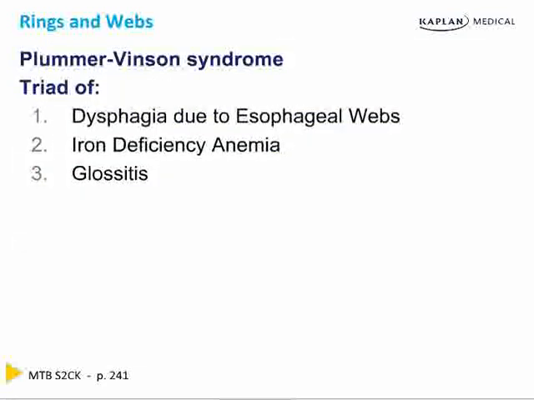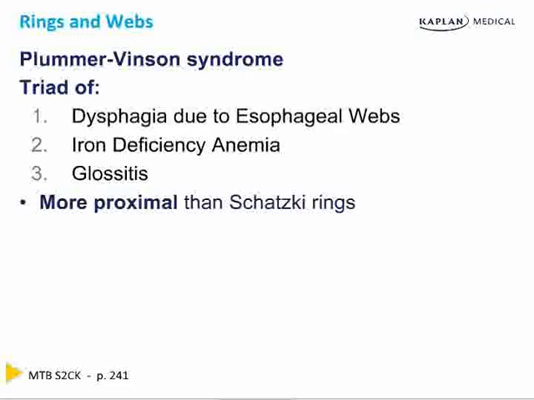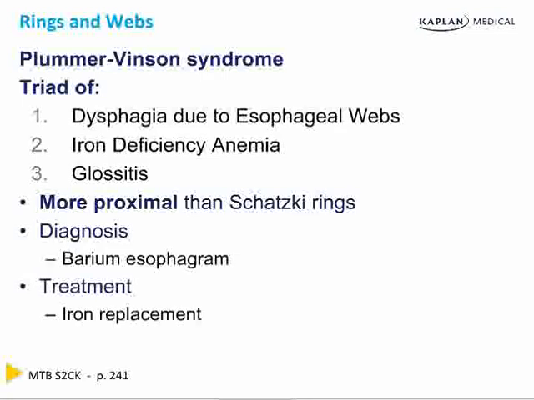Plummer-Vinson syndrome is another type of anatomic deformity. It's a triad of dysphagia due to esophageal webs, iron deficiency anemia, and glossitis. It's similar to Schatzki rings, except that they're more proximal in the esophagus. They're diagnosed the same way, however, by barium esophagram studies. The treatment is actually very different. It's not pneumatic dilation. The treatment for Plummer-Vinson syndrome is actually iron replacement. This actually could lead to resolution of the lesion itself.